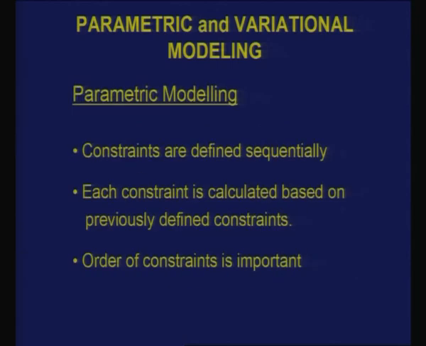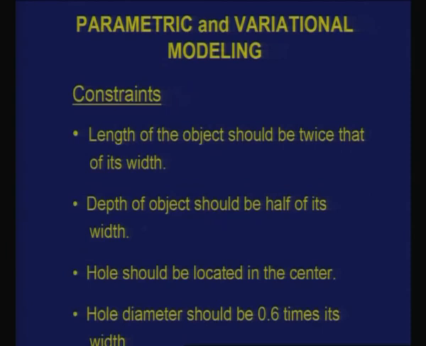First, let us take up what we call parametric modeling. In parametric modeling, whatever is the designer's intention, which can be written in the form of constraints, is sequentially defined. You not only define all the constraints like what we have seen earlier, you say that these can mathematically be represented in terms of parametric values. You not only do that, but you also prioritize.